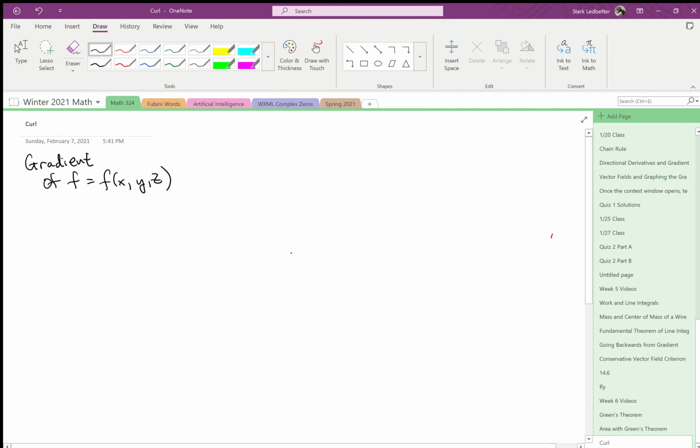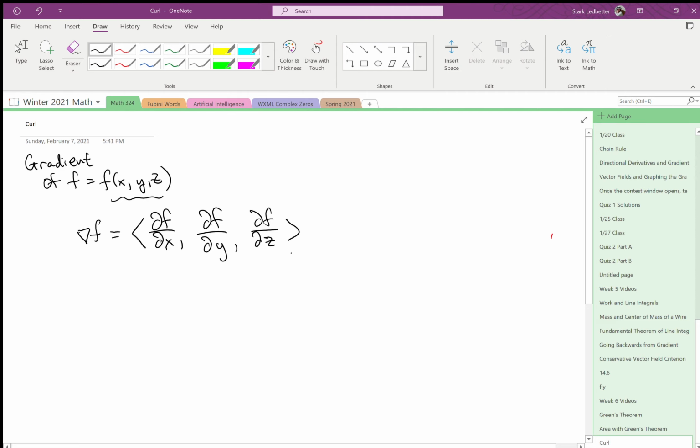Let's remember the gradient. So if you had a function f of x, y, z, now if you were to graph this function, you would need to graph it in 4 dimensions. We sometimes had f of x, y, but let's do 3-dimensional calculus. Then we denoted that del of f, and that was partial of f with respect to x, comma partial of f with respect to y, comma partial of f with respect to z.